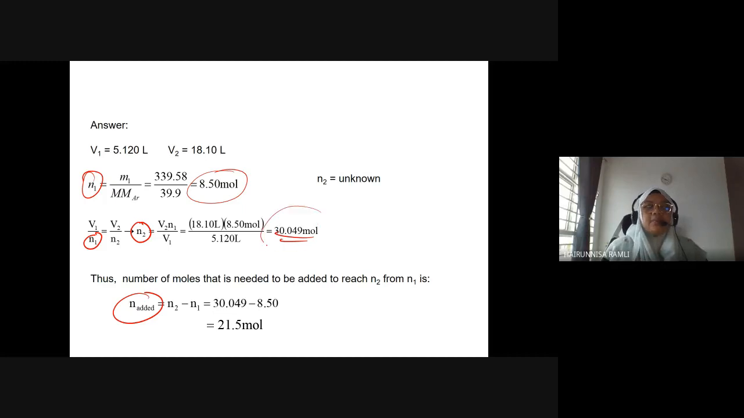So ini N yang macam total. Total dengan asal. So 30.049 tolaklah dengan N yang asal. So dapatlah N added eh. Okay, ni lebih sama macam tadi eh.